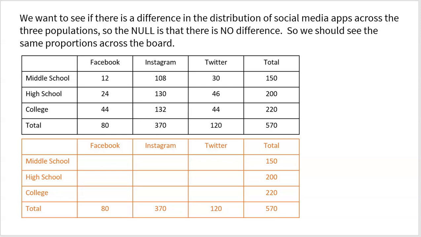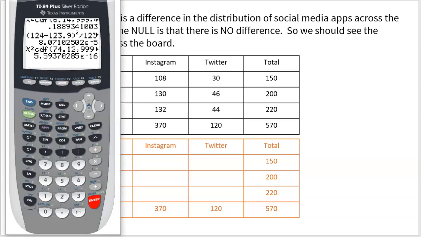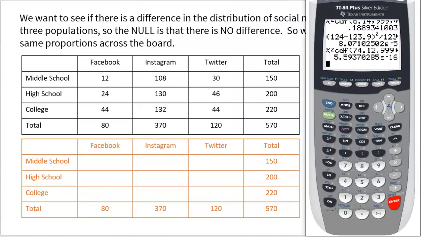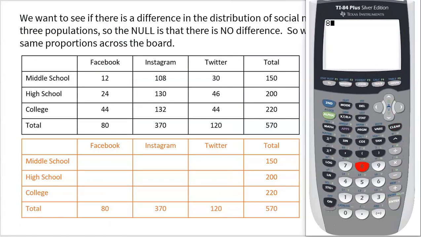So let's go back to Facebook, for example. And I'm going to actually grab my calculator here so that way you can see me doing the calculations. Okay, so again, 80 divided by 570. So there's that roughly 14%. If you don't believe me, just hit it. But there's about the 14%.